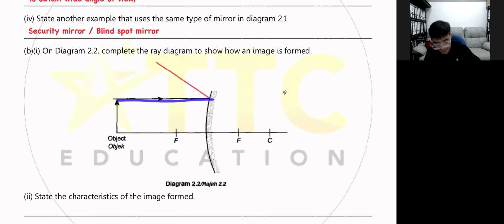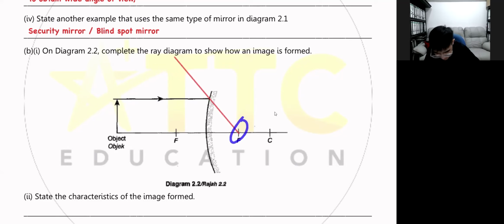The light rays come from the left side here, right? So the light rays have to bounce back to the left side after reflection. And in which direction should the light ray be reflected? You have to draw a line. That means you put your ruler on top of the focal point behind the mirror over here, and also across the point where the light ray touches the mirror. And then it should be like this.